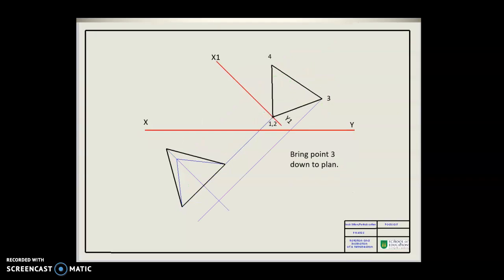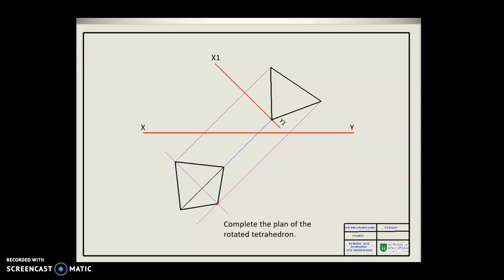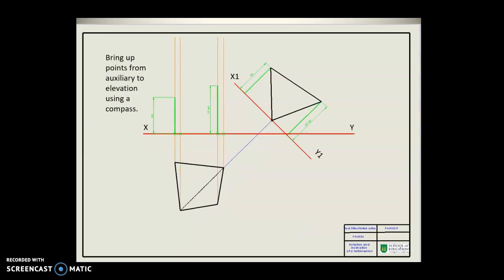Now bring point 3 down to plan. Do this by using sliding set squares. You can now complete the plan of the rotated tetrahedron. Make sure to mark any hidden detail with broken lines. Now we have all info needed to draw the elevation. Bring the points up from plan to the elevation. The lines must be perpendicular to the XY line.